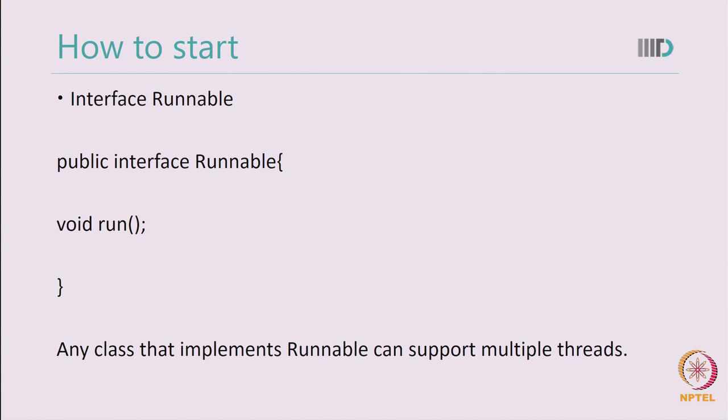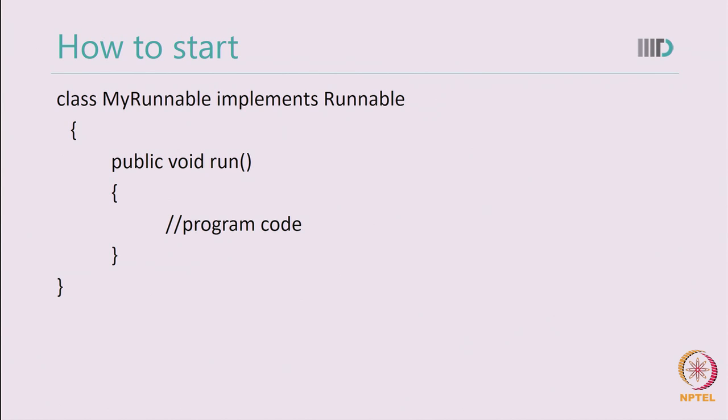In Java, you can implement an interface called Runnable to implement the thread functionality in your program. The interface Runnable has a method called run, which you need to implement for your class. A class that implements Runnable can support multiple threads. Here is a simple example. Suppose I have a class called MyRunnable which implements Runnable. In that, I will have to define a public void run method, and that's it. Now my program can support multiple threads.